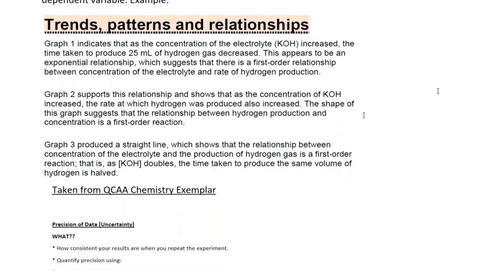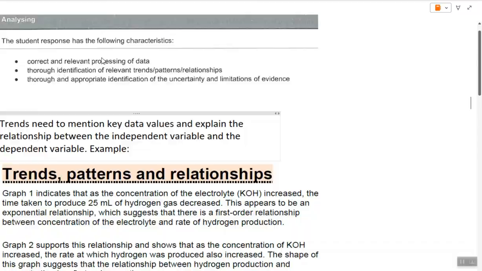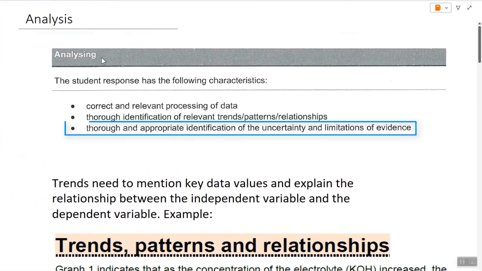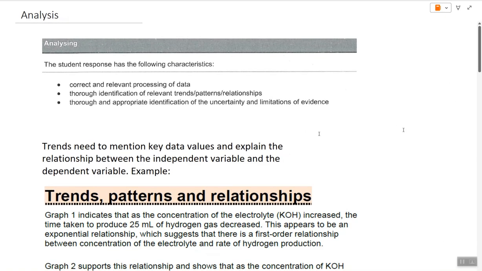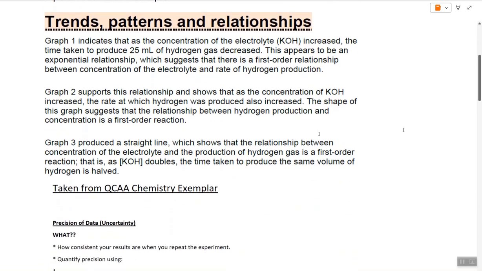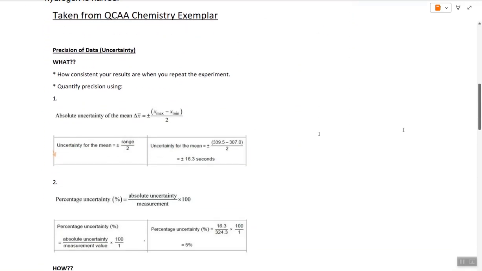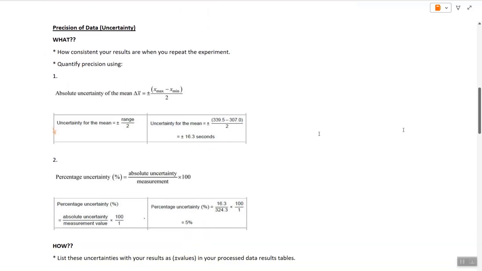Okay, the second dot point is thorough and appropriate identification of uncertainty and limitations of evidence. And this is where it kind of melds a bit into the discussion as well, because they're related. So, if you didn't know, uncertainty is related to precision. You really need to get used to this. Uncertainty means precision. So whether it's precise or not precise, depending on your uncertainty. Okay, so you use those calculations to quantify precision.